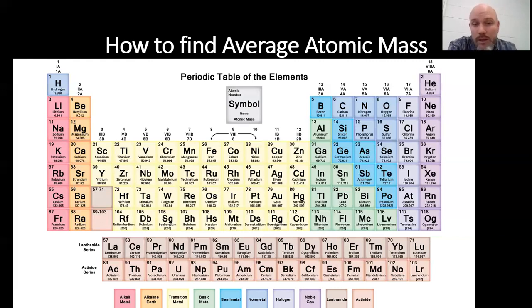Most elements have a stable version, which is non-radioactive, and an unstable version, which is radioactive. There are some examples of elements that have no stable versions, like uranium. All versions of uranium are unstable and radioactive. But most versions of most elements are not radioactive and are stable. So we are going to learn how to figure out the average atomic mass.